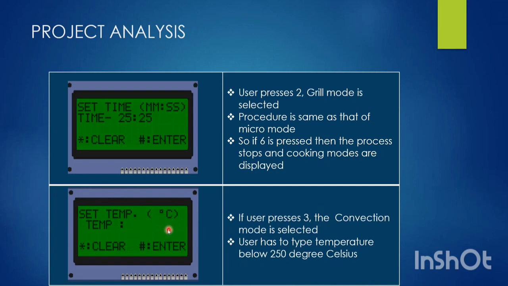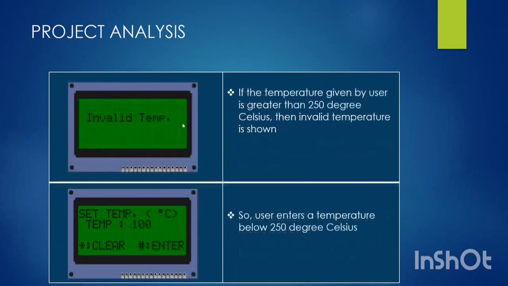Here the user has to input the temperature. The temperature should be given below 250 degrees Celsius, and if it's given above 250 degrees, then an invalid temperature screen will appear, and the buzzer will be on. So the user enters a temperature below 250 degrees. Here I gave a value of 100 degrees Celsius.